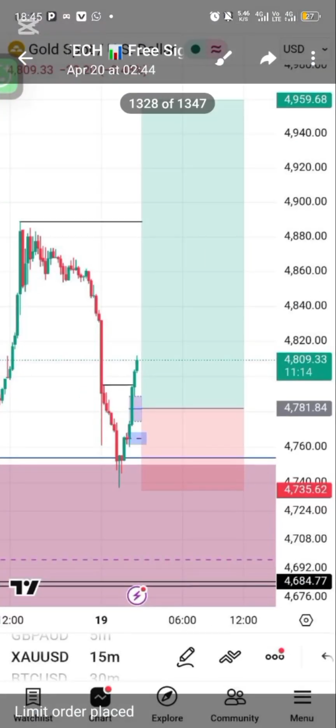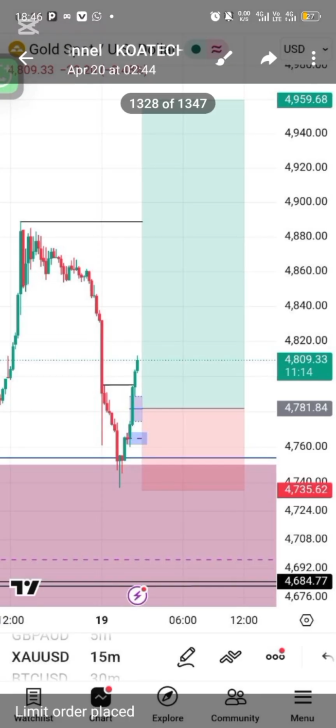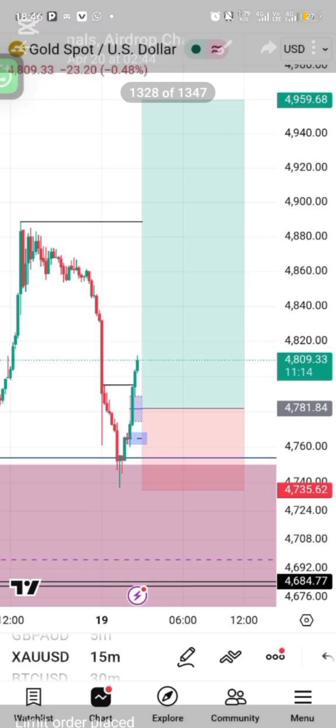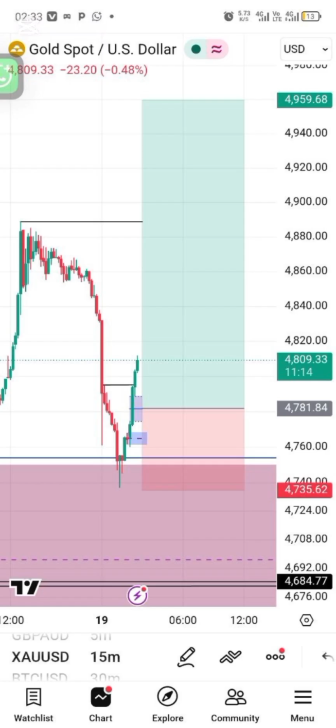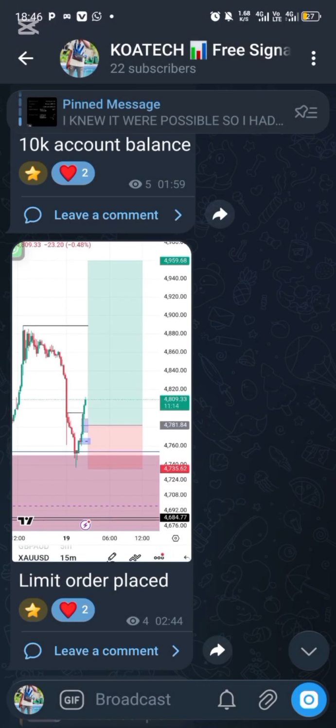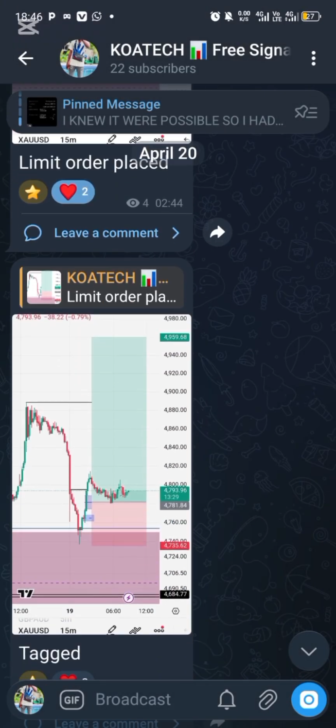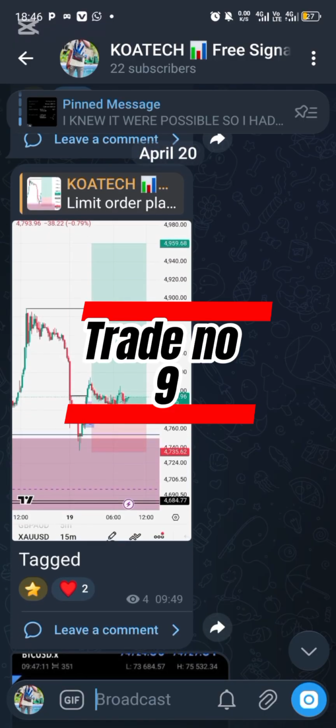So normally how I am supposed to do this is OB and my SL is supposed to be below the overall invalidation points. Now this SL I placed here was not supposed to be here, so there was so much discomfort on this very trade, and I was just monitoring it closely. Now I say limit order placed, and look at when it got triggered. I say tagged, and the trade just ran.